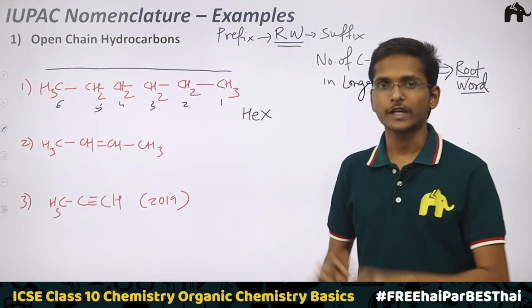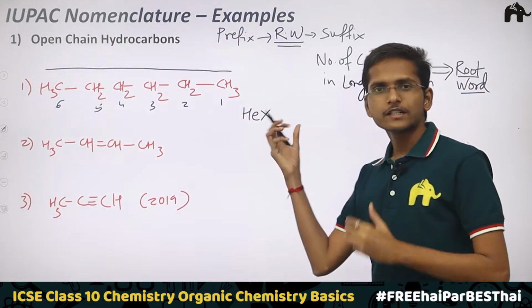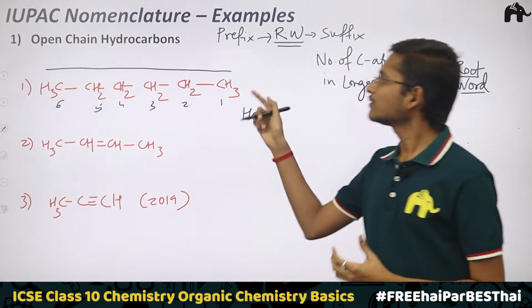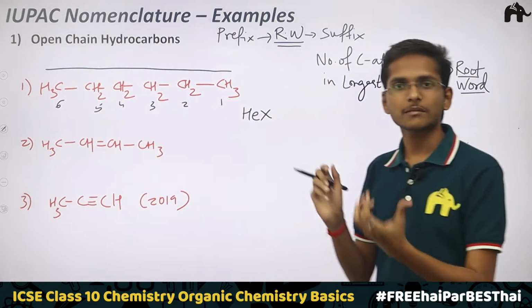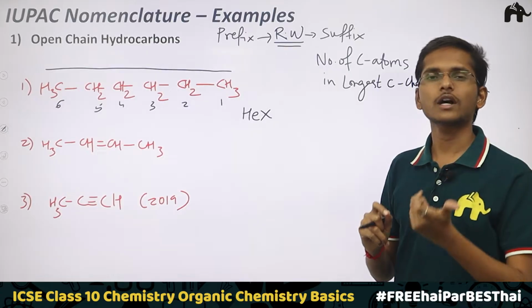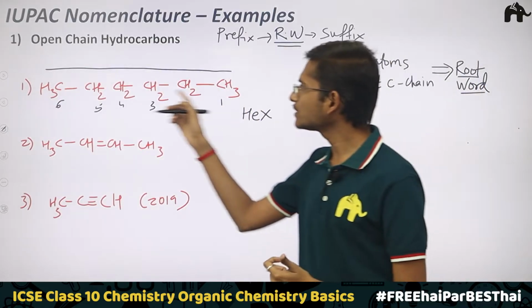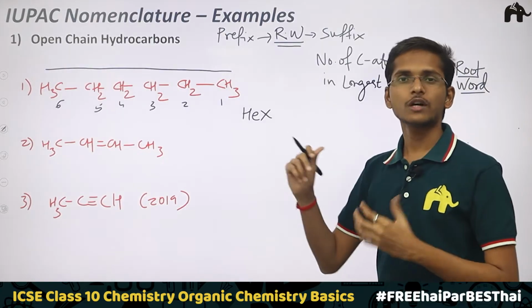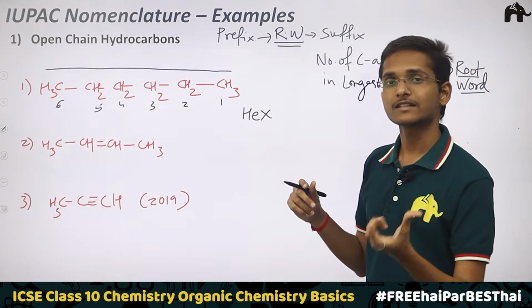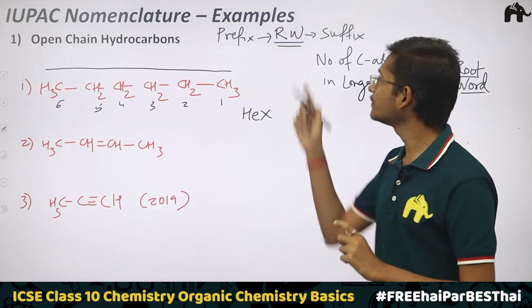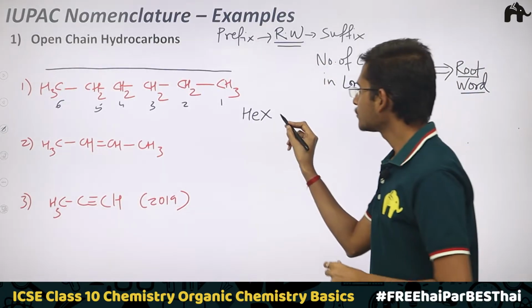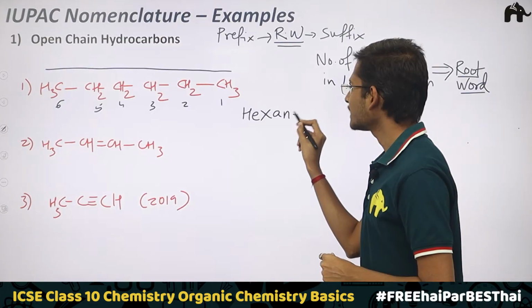Once we write the root word, we need to see whether the compound has a carbon-carbon single bond, carbon-carbon double bond, or carbon-carbon triple bond. Now here in this compound there is a carbon-carbon single bond, correct? We know compounds having carbon-carbon single bonds are alkanes, and the suffix for alkane is ane. So we got the suffix as well. In this way we reach the suffix, so I would write the suffix ane.